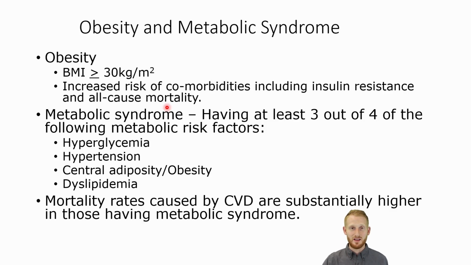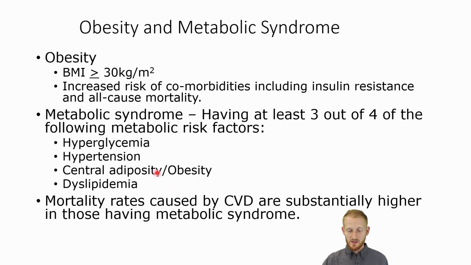Another condition that oftentimes gets talked about with obesity is something called metabolic syndrome. Metabolic syndrome is when you have at least 3 out of 4 of the following conditions. Hyperglycemia, so that means high blood glucose, so essentially diabetes. Hypertension, so high blood pressure. Central adiposity or obesity, so what we were just discussing. Or dyslipidemia, so again, some sort of issue with your cholesterol or triglyceride levels.